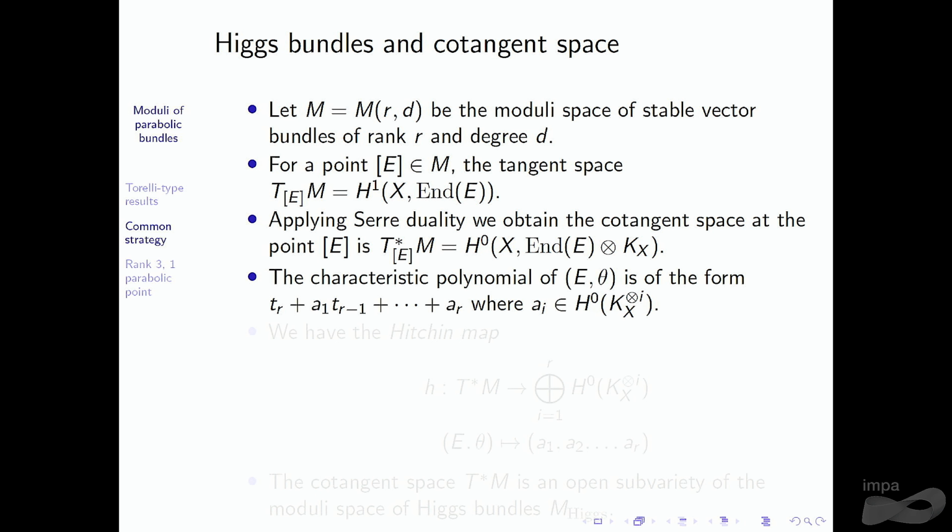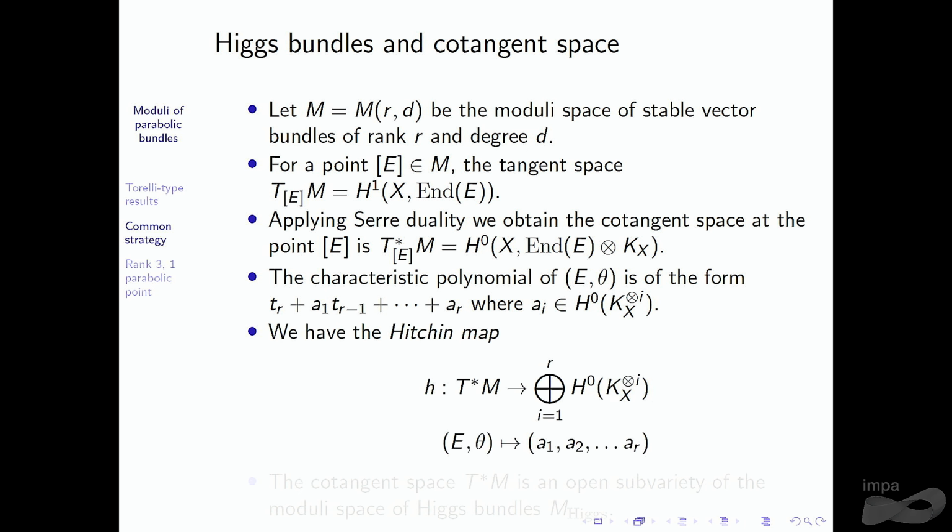And the characteristic polynomial is of this form. Here the A1, A2, so if you want, you can think of the Higgs field as just being a matrix in one forms. Then I can take the characteristic polynomial of this matrix. It's going to have coefficients, and the coefficients are going to be this A1, A2, and so on up until AR. This I can think of as A naught.